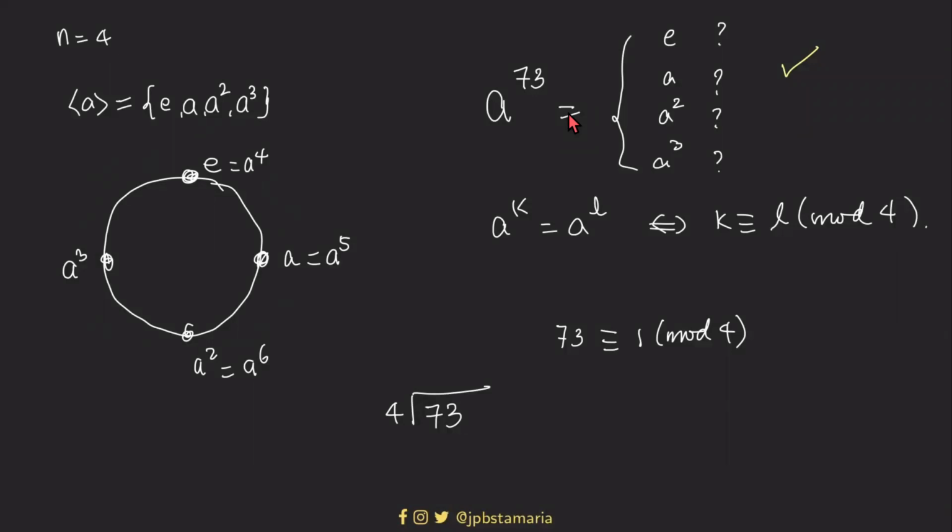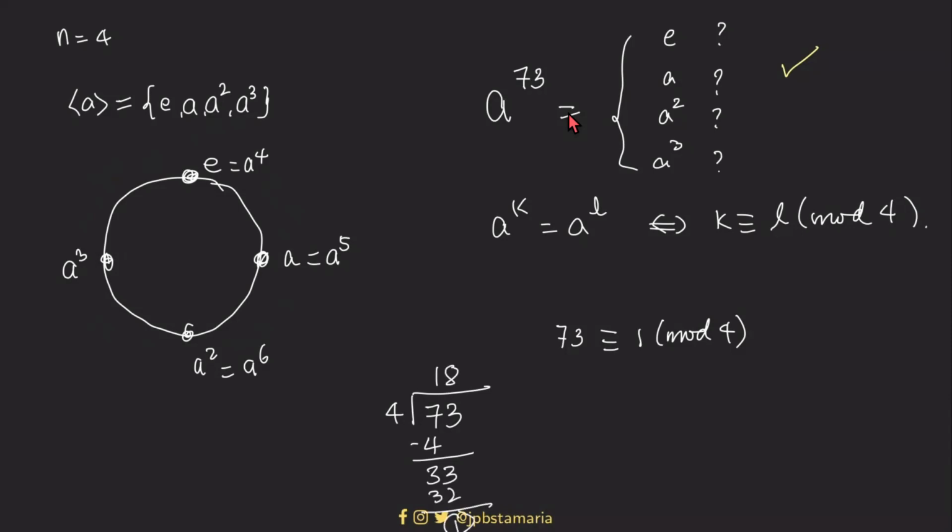Ganyan ba yun? Ay, mali. 1 lang, tapos 4. Subtract ba? Subtract. Okay. 3, 3. 18. 32. Remainder 1. Okay.